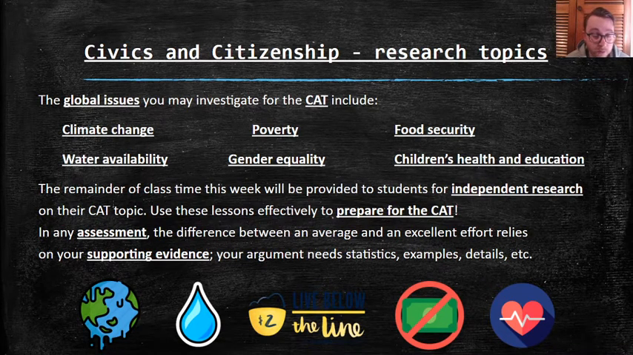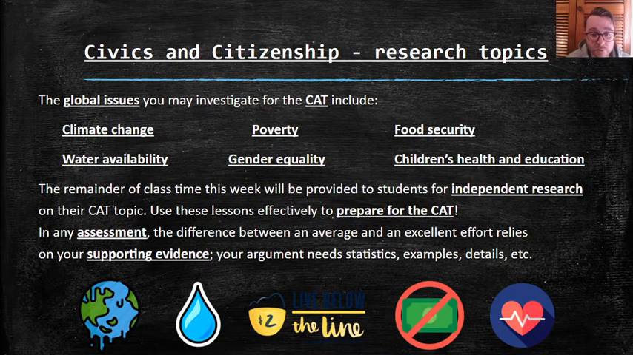This is an independent assessment. You guys are being assessed independently, so I don't want to see you guys copying notes off your mate if they're doing a similar topic. Use these lessons effectively to prepare for the cat. Make your lives a bit easier. Towards the end of the term, you don't want to be stressed and working late into the night or on the weekends. You can get this cat done in school, in class time, if you use your time wisely.